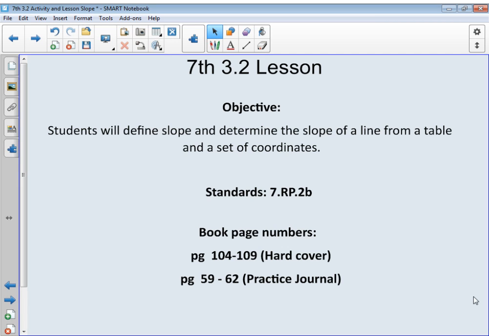Okay, this is day 2 of lesson 3.2 for 7th grade math. The objective: students will define slope and determine the slope of a line from a table as well as from a set of coordinates. The standard covered is 7.RP.2.B. The page numbers, once again, are pages 104 through 109 out of the hardcover book and pages 59 through 62 out of the practice journal.